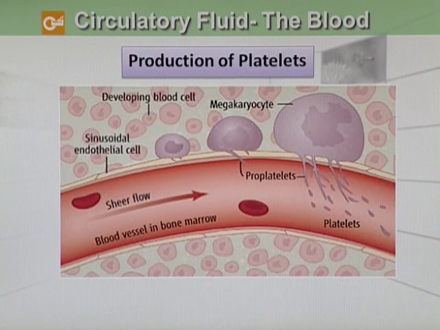As far as the third type is concerned, they are called platelets. They are actually cell fragments, and we can see here the production of platelets. Here we can see the cell type called megakaryocytes, and these are large cells present in bone marrow, and pieces of cytoplasm are pinched off from the megakaryocytes and they become platelets. And the platelets play an important role in blood clotting.